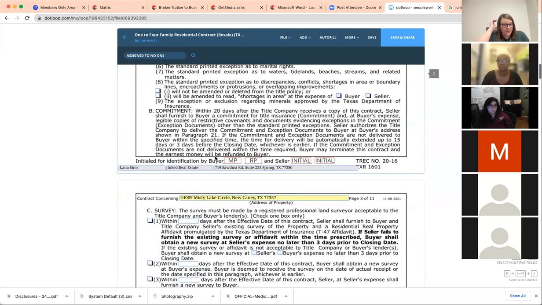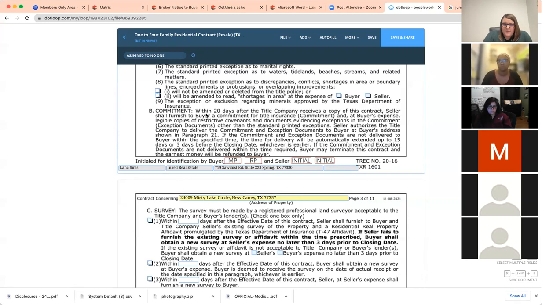Okay, commitment. So this is an automatic time. Within 20 days after the title company receives a copy of this contract, seller shall furnish the buyer a commitment for title insurance, and at buyer's expense, legible copies of restricted covenants and documents evidencing exceptions in the commitment other than the standard printed exceptions.